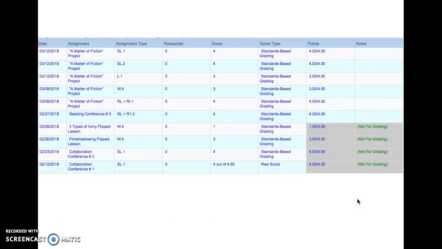So let's take a closer look at this gradebook. As you can see, we have our homework assignments where, with this homework assignment, 3 types of irony flipped lesson, they earned a 1 out of 4. They were requiring support on the skill, but the name of the assignment doesn't tell me what skill the student was learning. The assignment type column is the important column. You can see that next to that assignment was W.4.